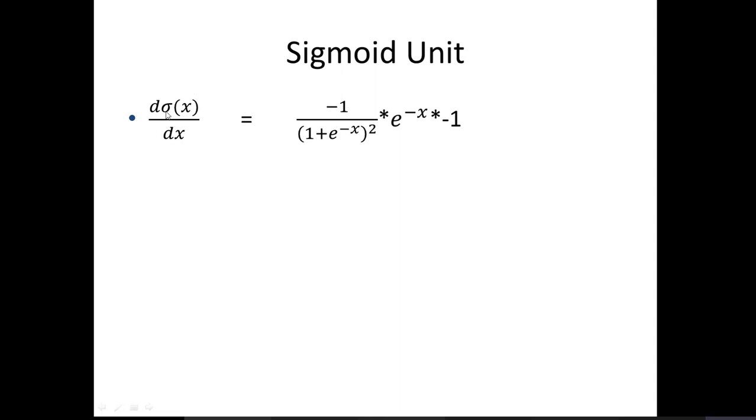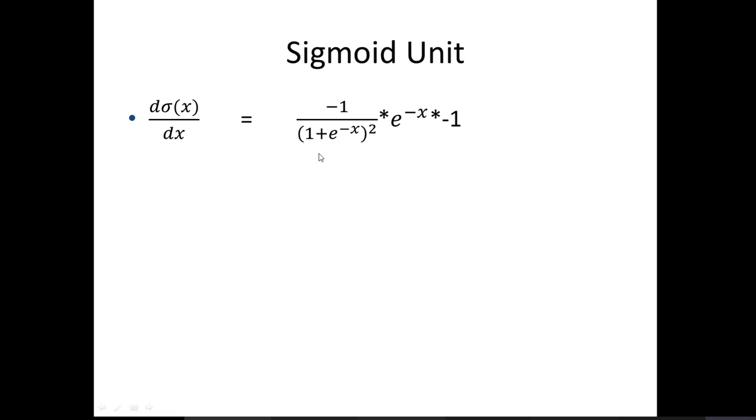So the derivative of the sigmoid function is d sigma x by dx, the derivative of 1 by 1 plus e power minus x. The derivative of 1 by x is minus 1 by x square. We know that. So the derivative of sigma x is minus 1 by f of x whole square, because f of x is 1 plus e power minus x. We have to use the chain rule of derivation. So minus 1 by 1 plus e power minus x whole square multiplied by the derivative of 1 plus e power minus x. The derivative of 1 is 0, plus the derivative of e power minus x.